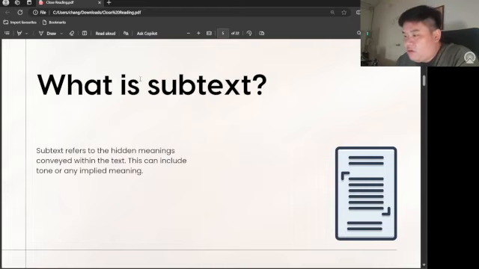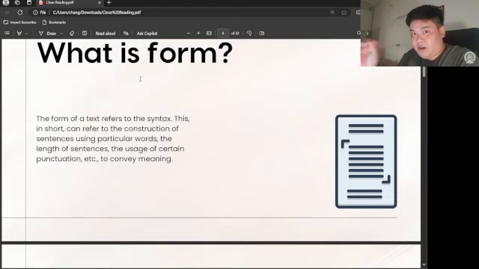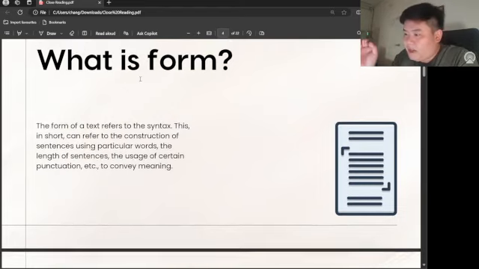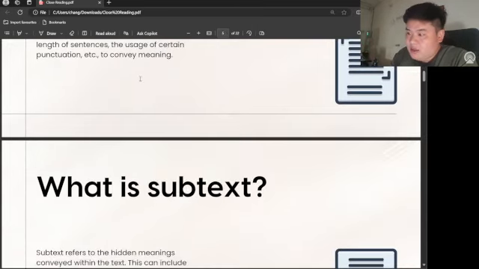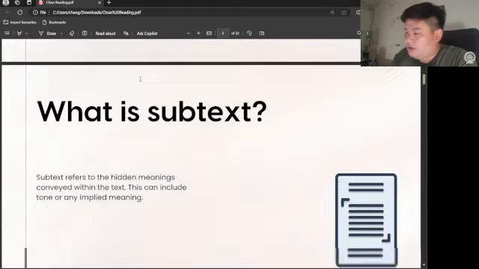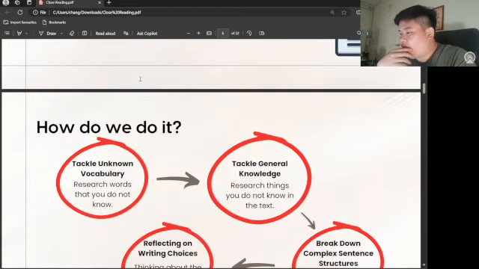So when we do close reading, this is the objective, right? Or rather, these are the objectives. We want to find out what the details of the form are, as well as what the subtext is. Okay, so the $1,000,000 question: how do we do it?